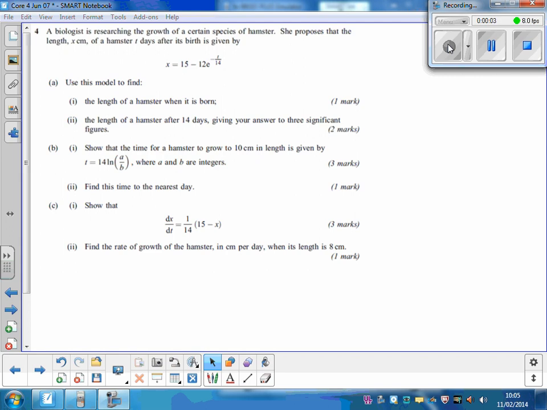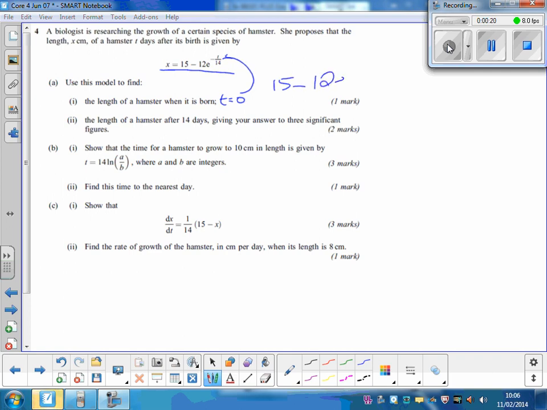2007 Core 4 question 4. I like this question. Starts off with just having to put some numbers into this formula here. Find out the length of the hamster when it's born. So it's born when time is 0. So sticking a 0 up the top in there, we've got 15 minus 12 e to the 0. Of course, e to the 0 is 1. So you're just doing 15 take away 12. So it starts at 3 centimeters.